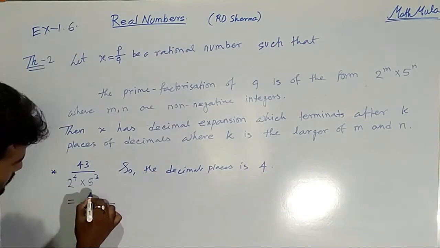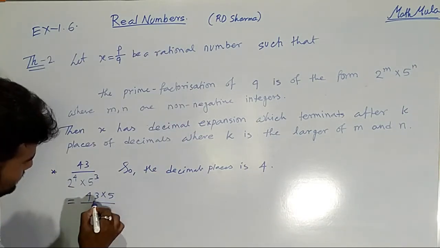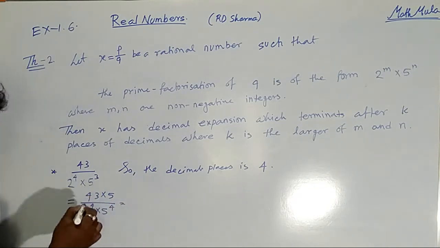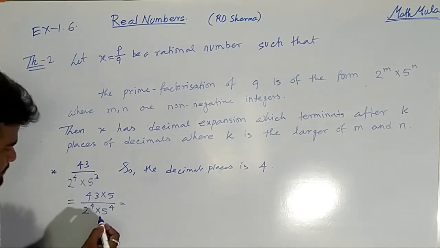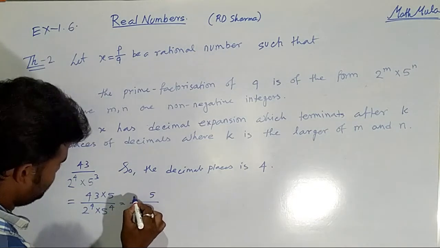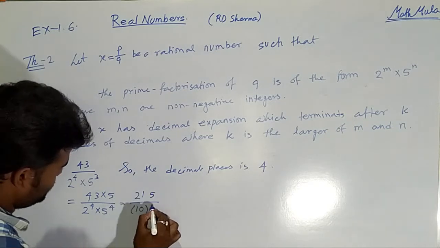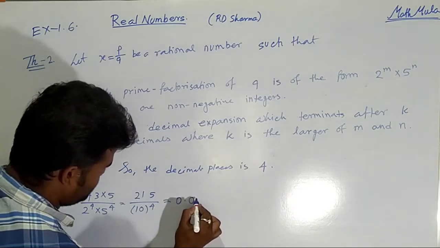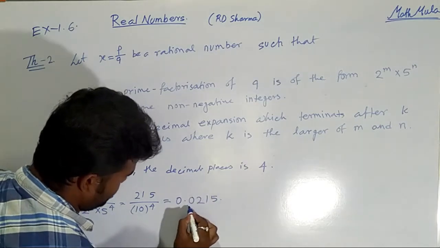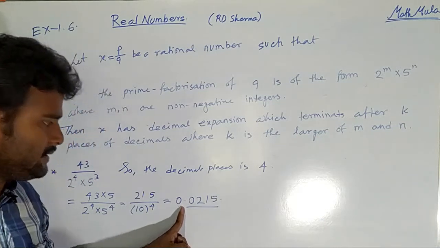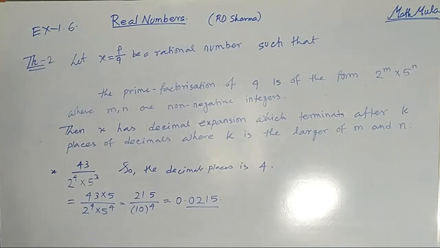Let's prove it. We have 2 to the power 4 into 5 to the power 3, and we multiply the denominator and numerator by 5, then we get this. Now 5 into 3 is 15, so 21 by 10 to the power 4 equals 0.0215. Look, the decimal places is 4. That means after the decimal point, there are 4 digits. That's it.